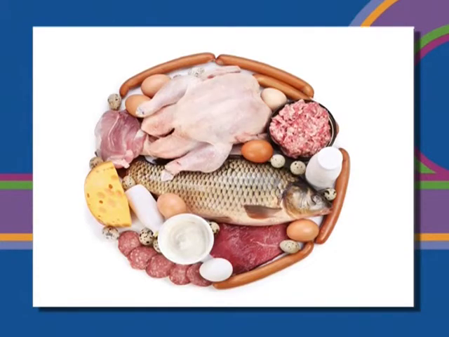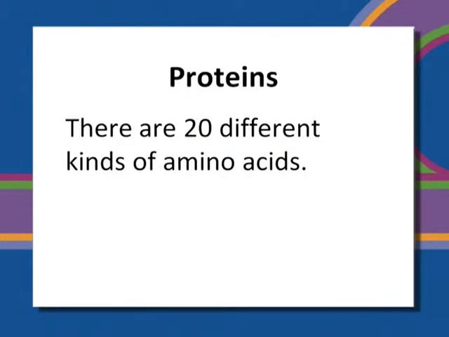You're very familiar with proteins as you eat them in your daily diet. But let's have a look at how proteins are made at a molecular level. There are 20 different kinds of amino acids. Just like there are a number of different letters in the alphabet, and you can make up hundreds and hundreds of different words from that limited number of letters, so you can make up hundreds and hundreds of different proteins just from 20 amino acids.